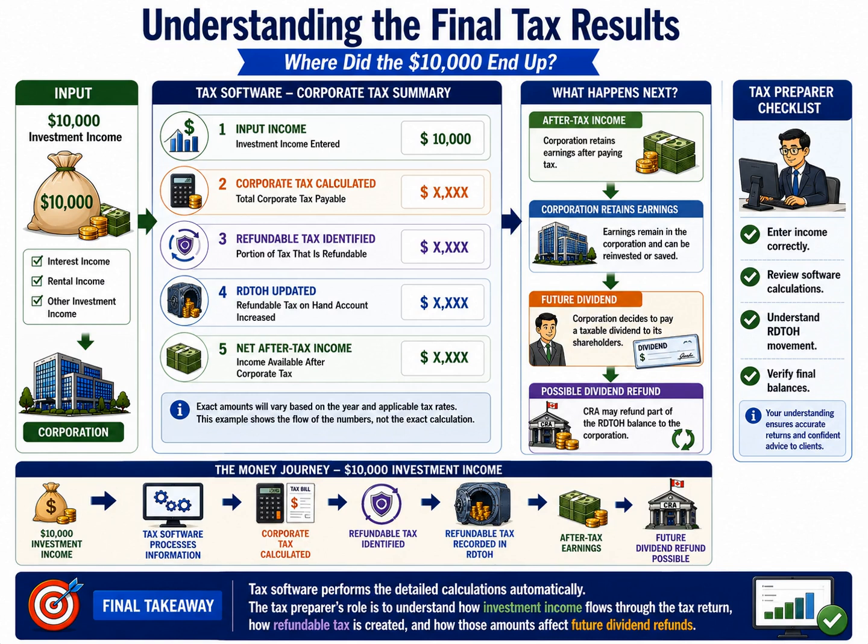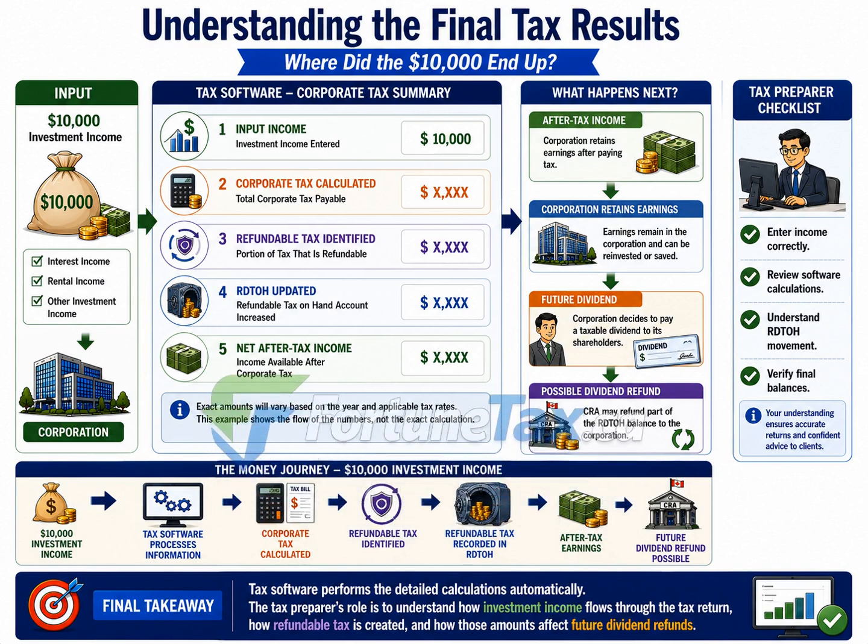After accounting for the corporate tax, the software also determines the corporation's after-tax earnings. These are the funds that remain inside the corporation after the current year's tax has been paid. At this point, the corporation has an important decision to make. It may choose to retain these after-tax earnings for future investment or business purposes, or it may decide to distribute some of those earnings to its shareholders as taxable dividends. If taxable dividends are paid, the corporation may then become eligible for a dividend refund, allowing it to recover part of the refundable tax that had accumulated in the RDTOH account.